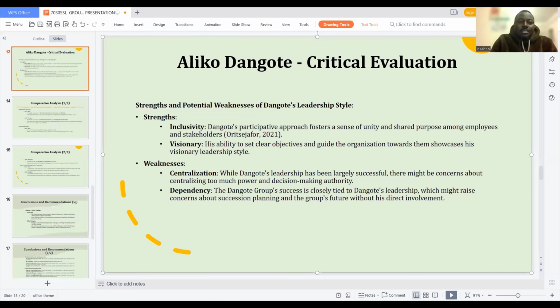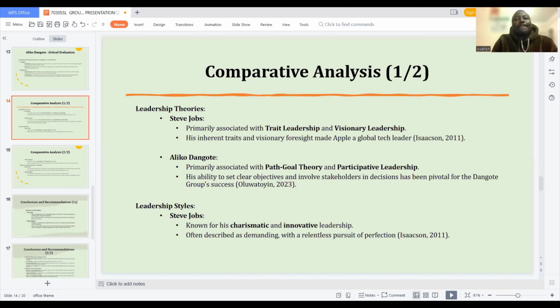I'll be talking about the comparative analysis of Steve Jobs and Aliko Dangote. When analyzing the leadership styles of Steve Jobs and Aliko Dangote, it becomes apparent that they exhibit contrasting approaches. Jobs was renowned for his personal characteristics and his talent for foreseeing the future, while Dangote leans towards establishing explicit objectives and engaging others in the decision-making process.